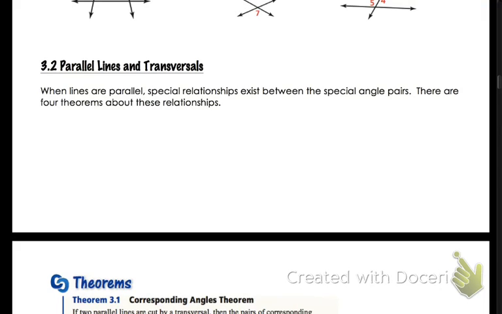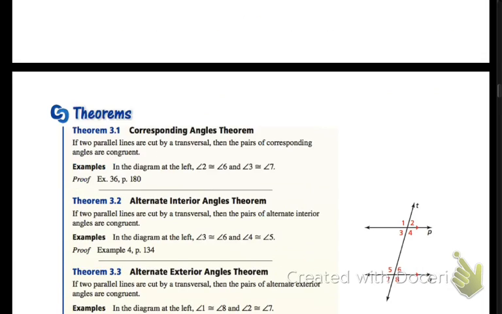All right, so this next section is looking at how these angle pair relationships behave when the two lines that the transversal crosses are parallel. In the last section, we were just looking at any lines that cross. They don't have to be parallel to be able to call them those types of angles. But if the lines are parallel, then there's special relationships, and there's going to be 4 theorems about these relationships.